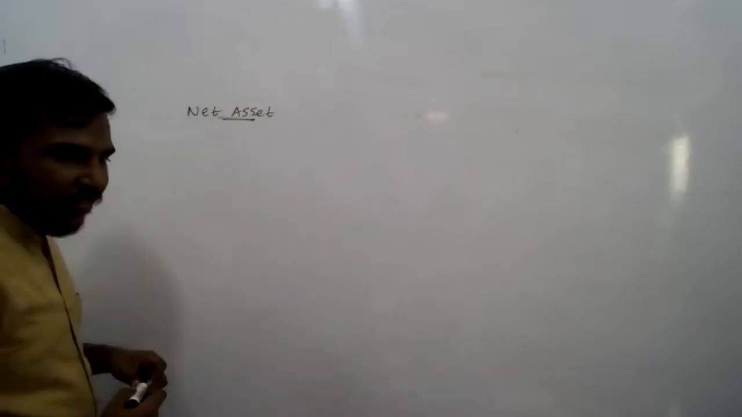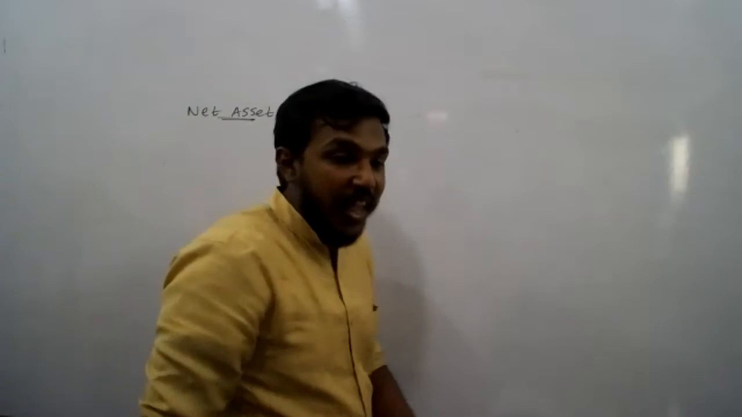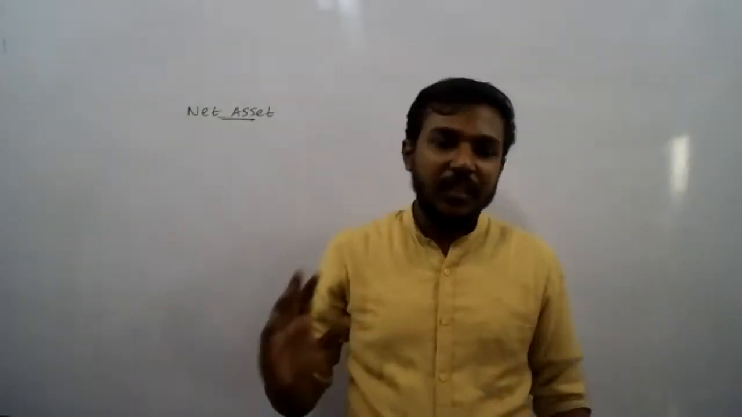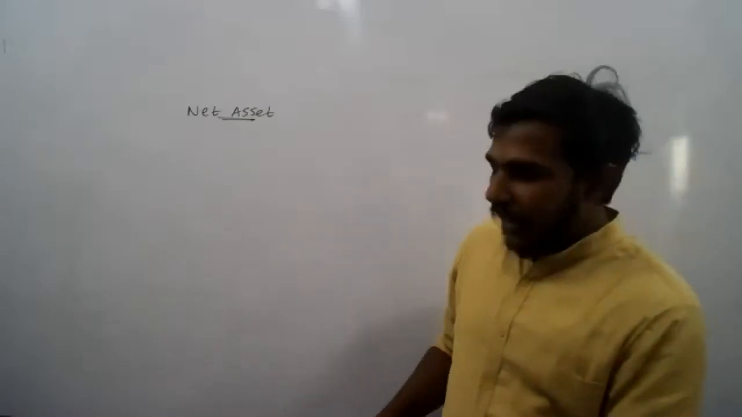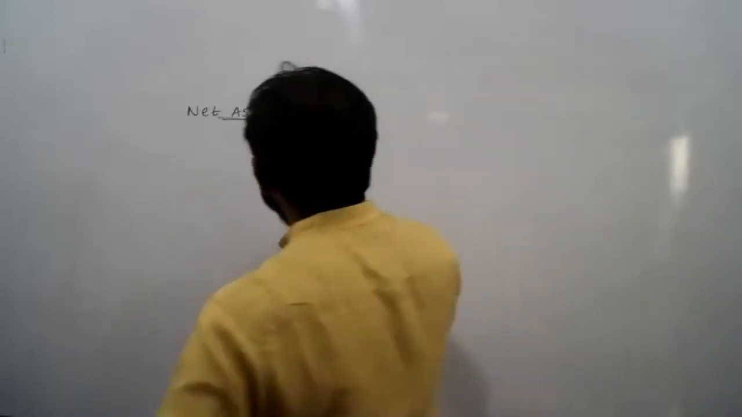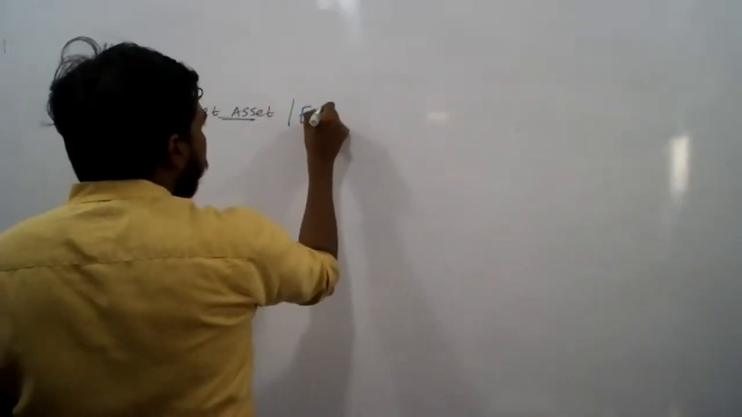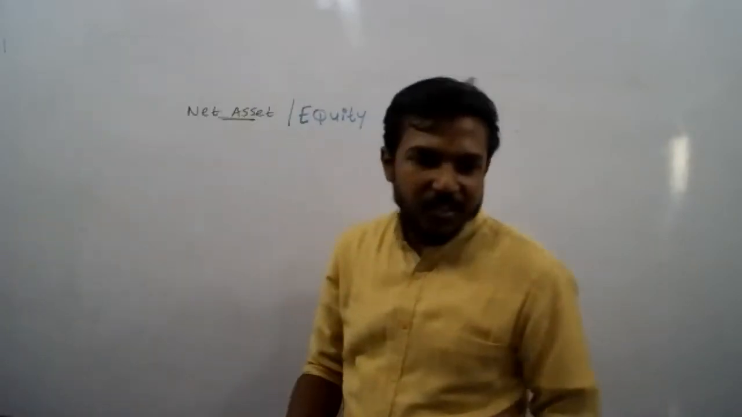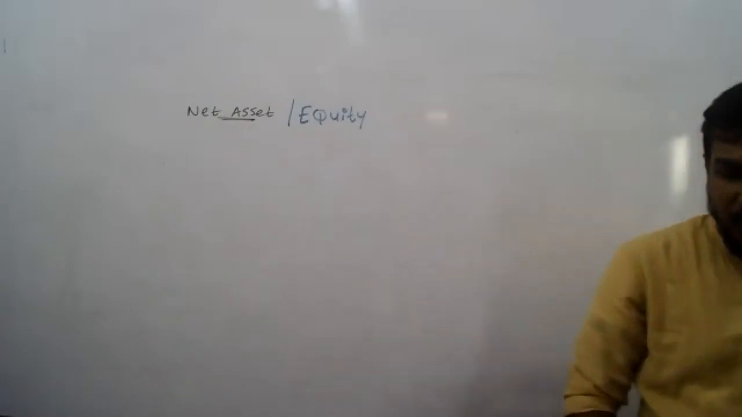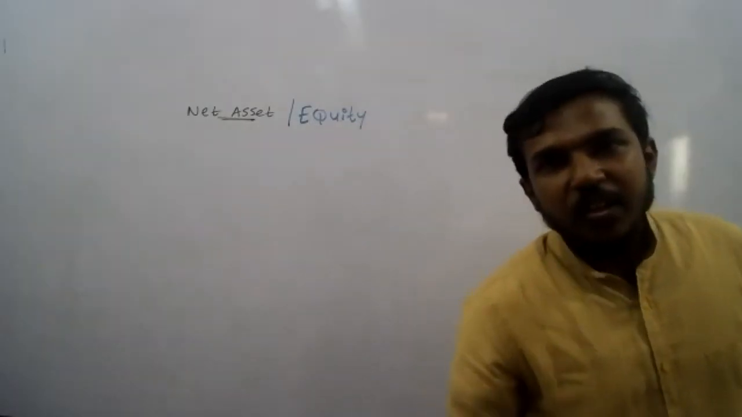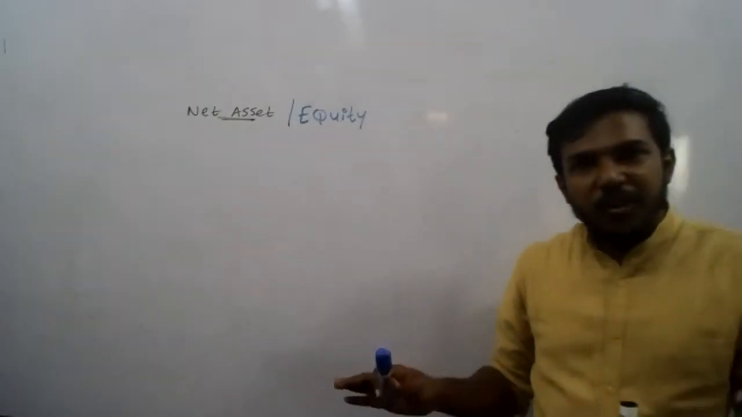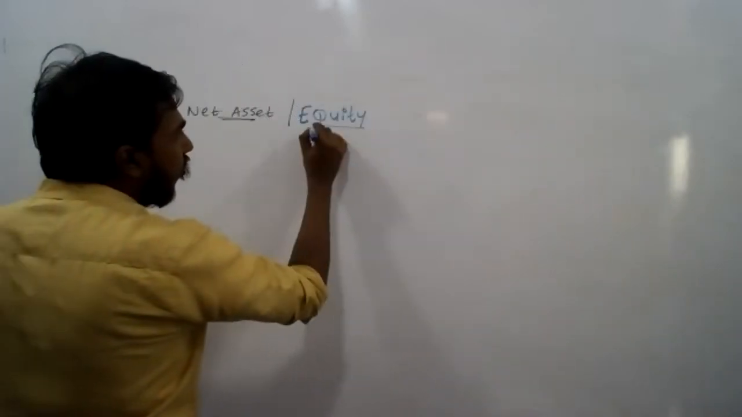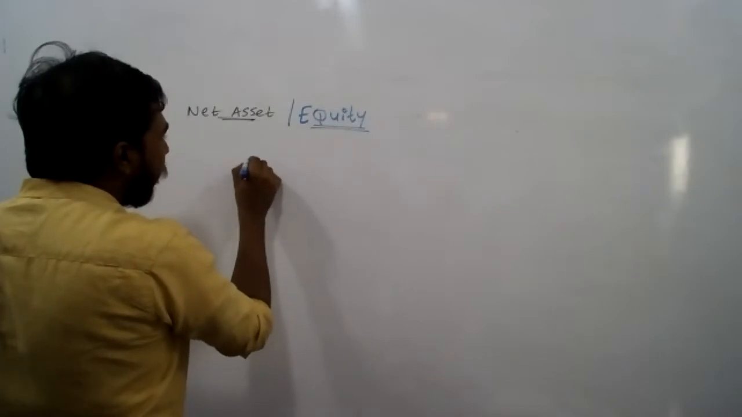Some students think net assets means total assets, and then the assets minus this thing. That is incorrect. Net assets is a similar word that we use for equity. Then, how do we calculate the profit using the net asset basis?